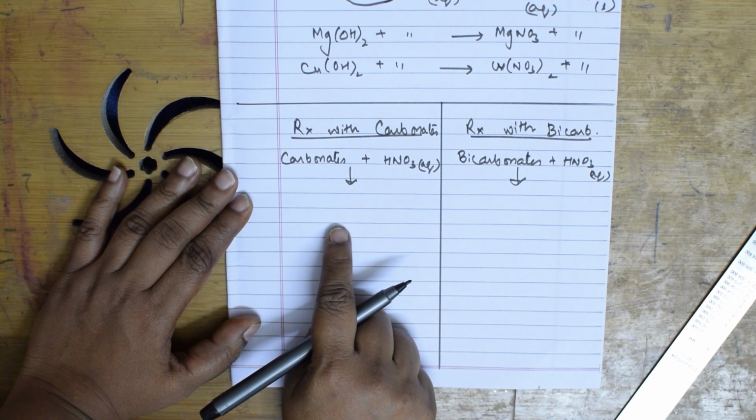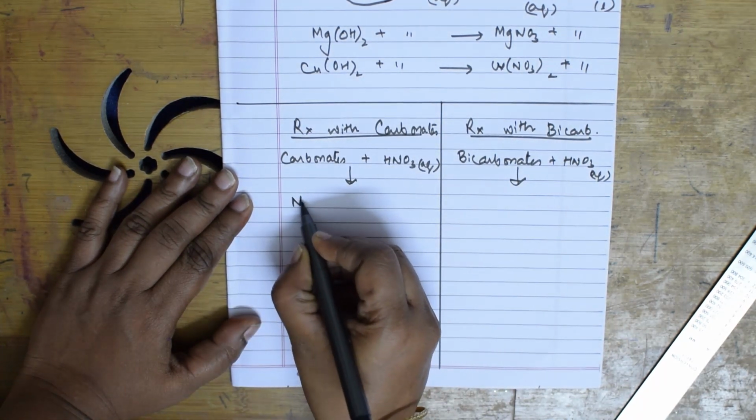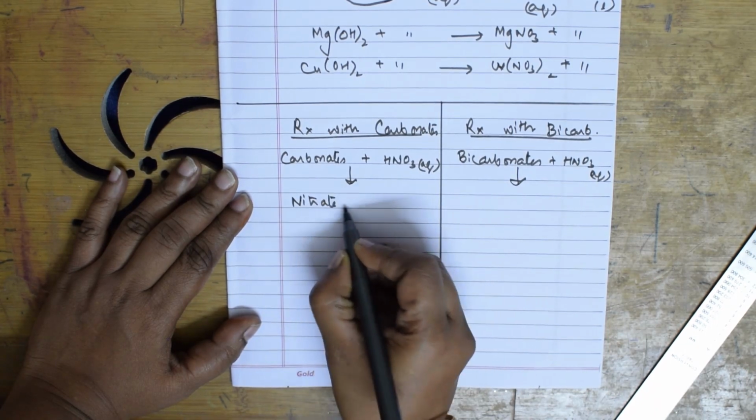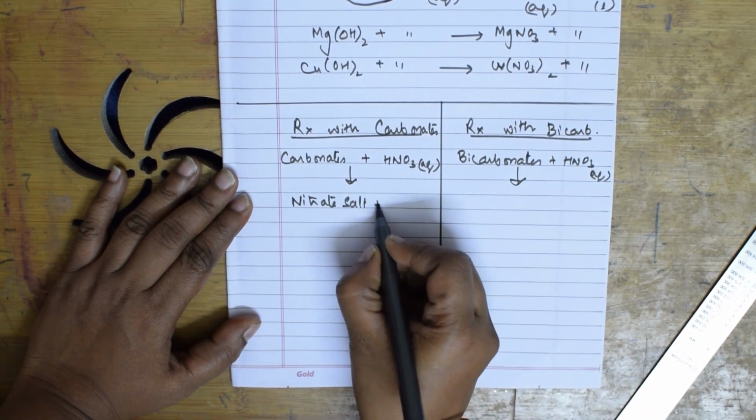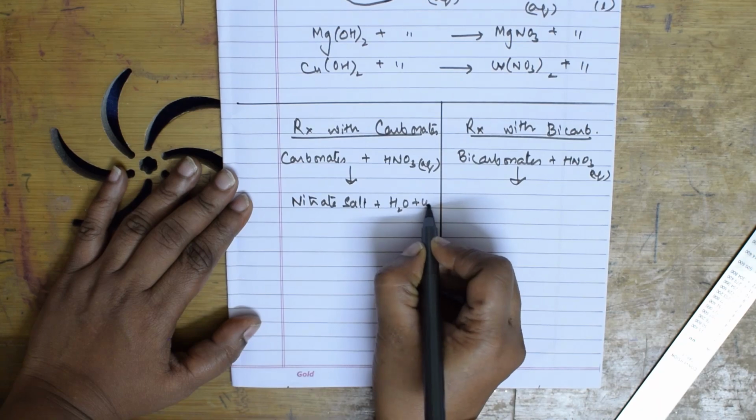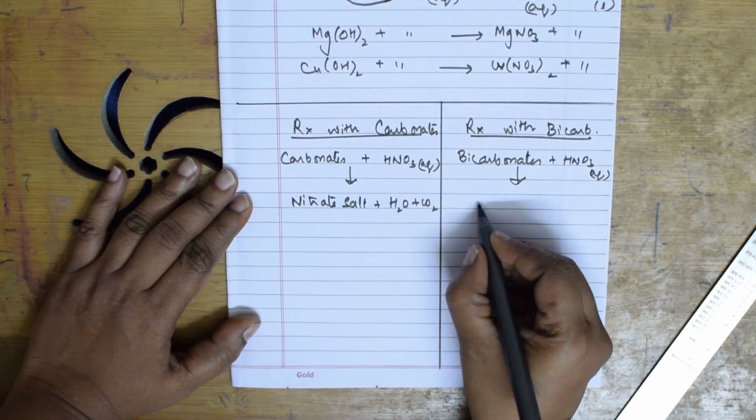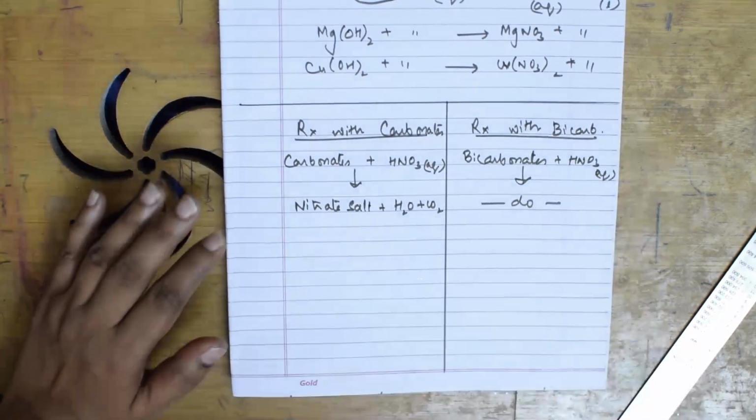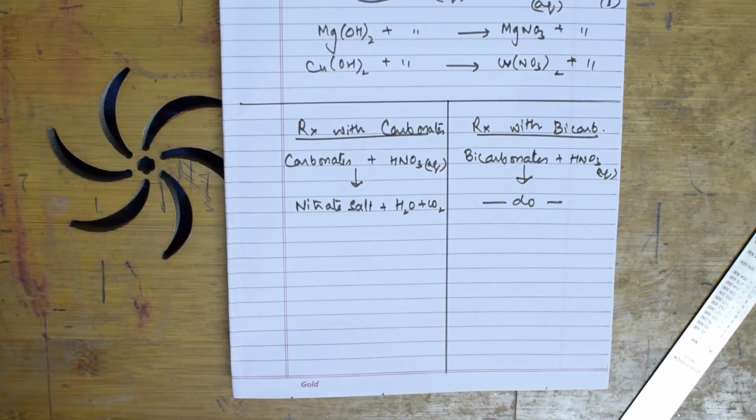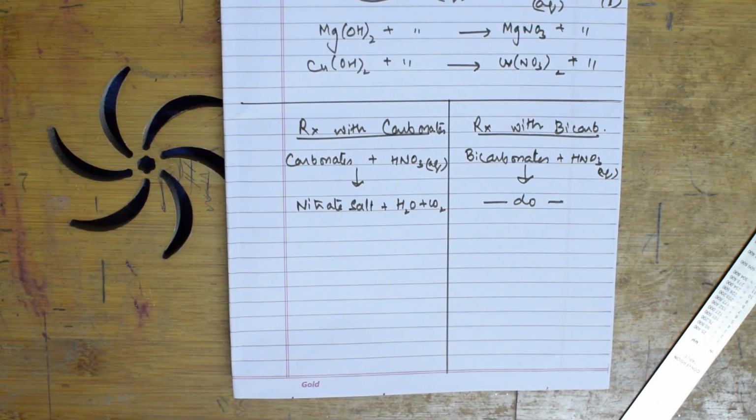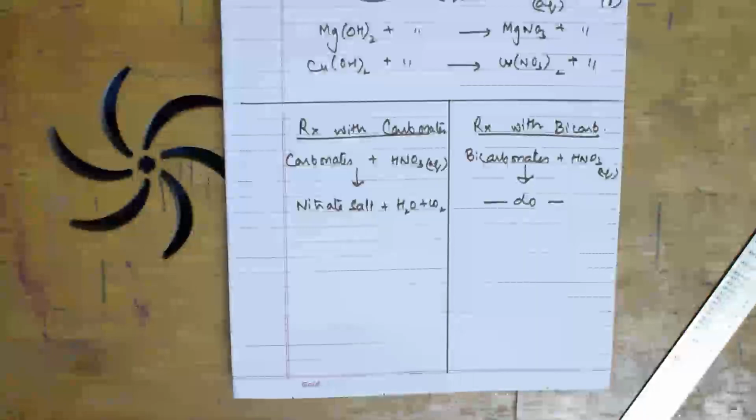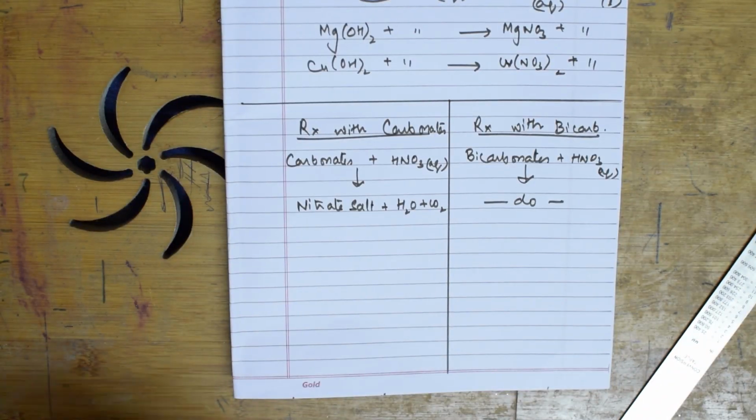So for carbonates, you will be getting nitrate salt, water plus carbon dioxide. Now for bicarbonates also, it is the same product. Remember that. That's the reason I have written one beside the other, so that you'll have an understanding. Okay, students?